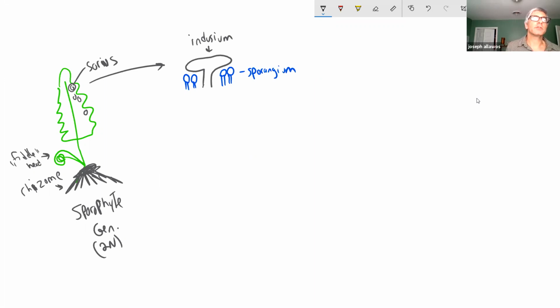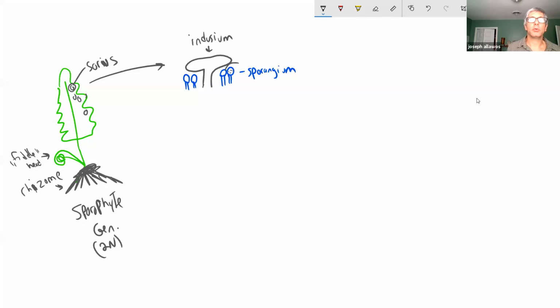The more primitive ferns, the edge of the leaf right here will roll in and cover the sporangia. Some ferns don't have an indusium at all, and the sporangia are just in clusters, as we saw in that slide, actually. And we'll look at some different scenarios for ones that do have an indusium. But an indusium is like a little umbrella that covers the sporangia. And of course, inside the sporangia, there are cells.